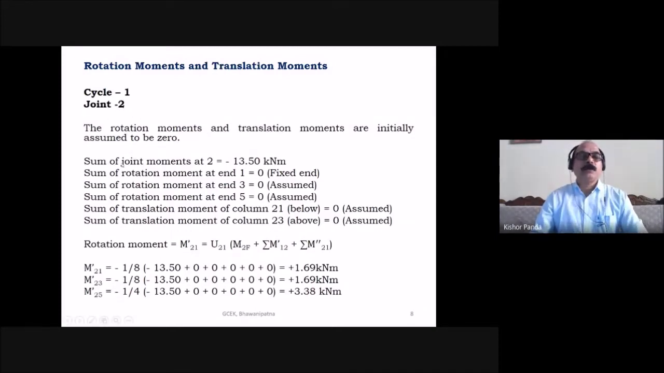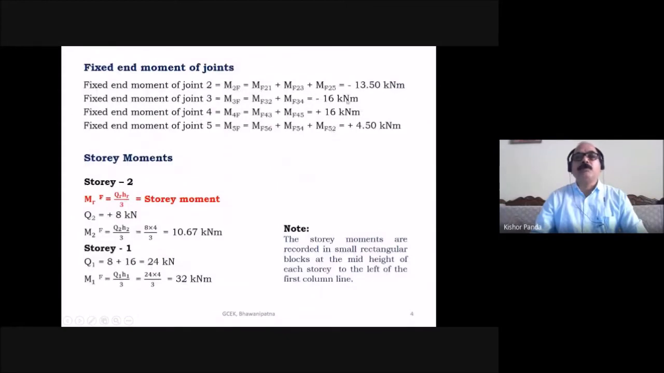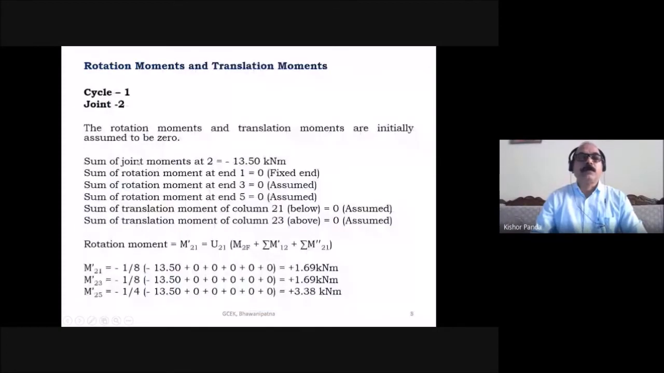First, you start from joint 2. You know the sum of joint moments at 2, minus 13.50 kilonewton meter already. M2F we have already calculated, M2F is equal to minus 13.50 kilonewton meter. Then M3F is also minus 16. So all the fixed moments of the joint you already know. So this is the sum of joint moment at 2 that you have to take. Then the sum of rotational moment at 1 is 0, and the sum of rotational moment at 3 is 0. You have to assume this, and the sum of rotational moment at 5 is also 0. Then the sum of translational moment of column 2-1 below is 0 and the sum of translational moment of column 2-3 above is 0. You have to assume this. Just look at this figure.